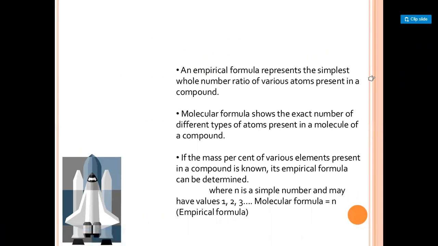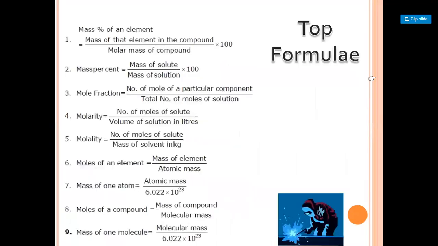An empirical formula represents the simplest whole number ratio of various atoms present in a compound. A molecular formula shows the exact number of different types of atoms present in a molecule of a compound. If the mass percent of various elements present in a compound is known, its empirical formula can be determined, whereas n is a simple number which may have the value 1, 2, 3, 4 and so on. The molecular formula is n times the empirical formula.